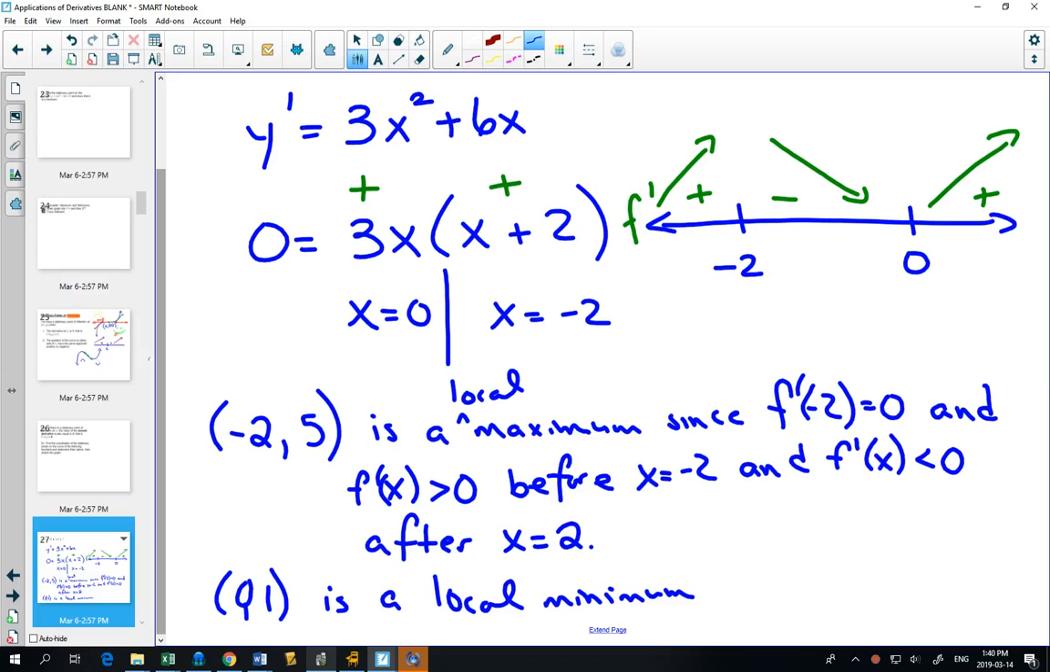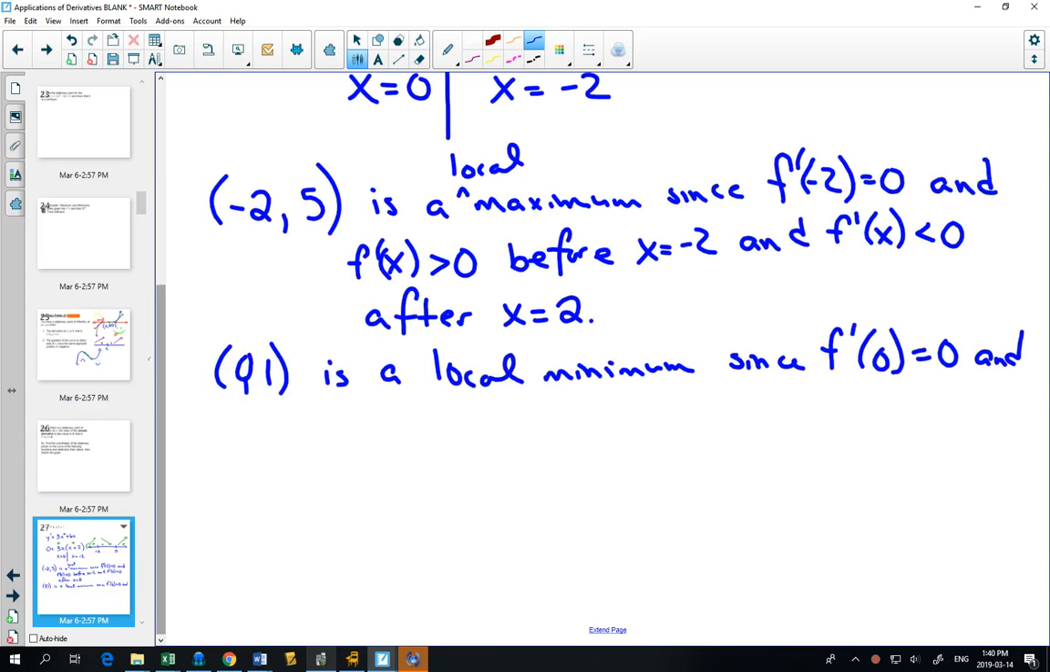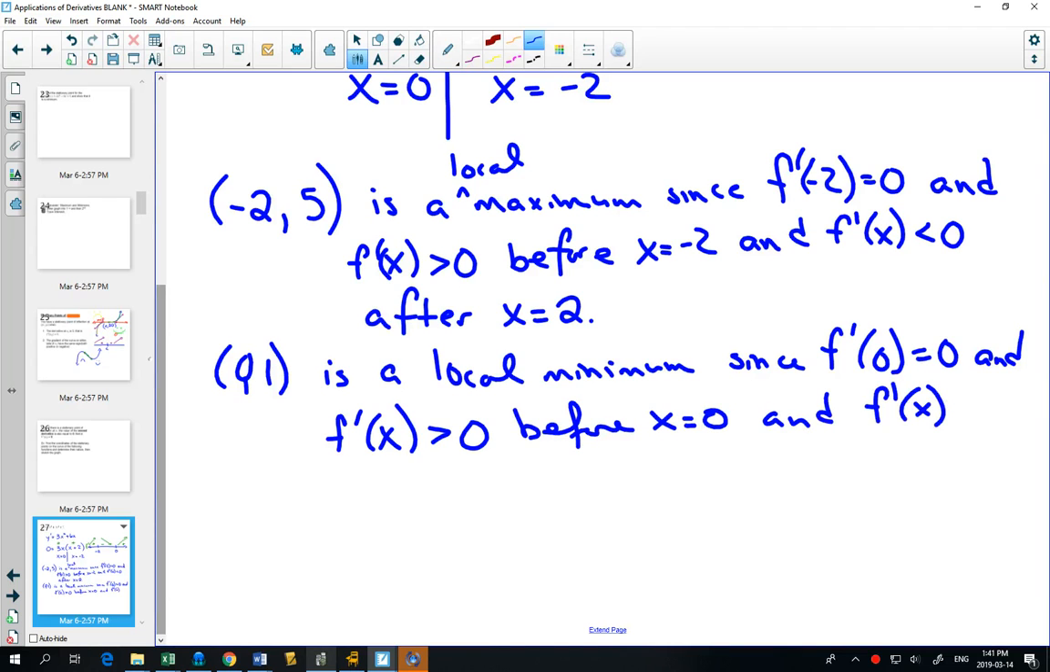Local minimum, since f prime at 0 is equal to 0, and f prime of x is bigger than 0 before x equals 0, and f prime of x is greater than 0 after x equals 0.